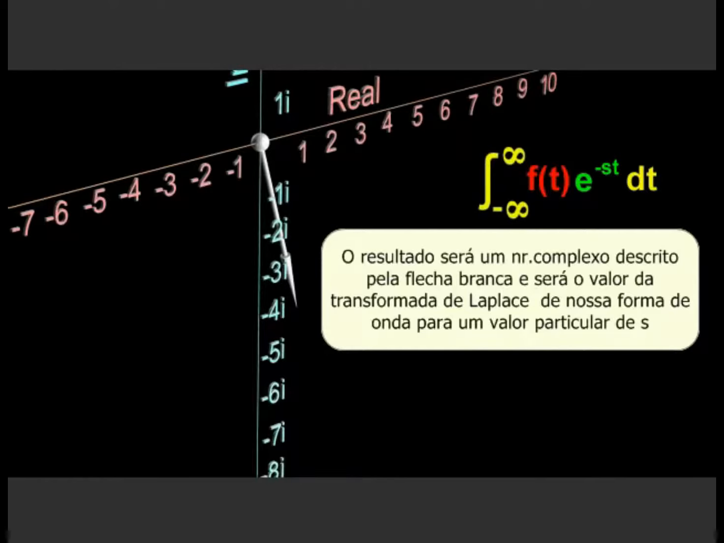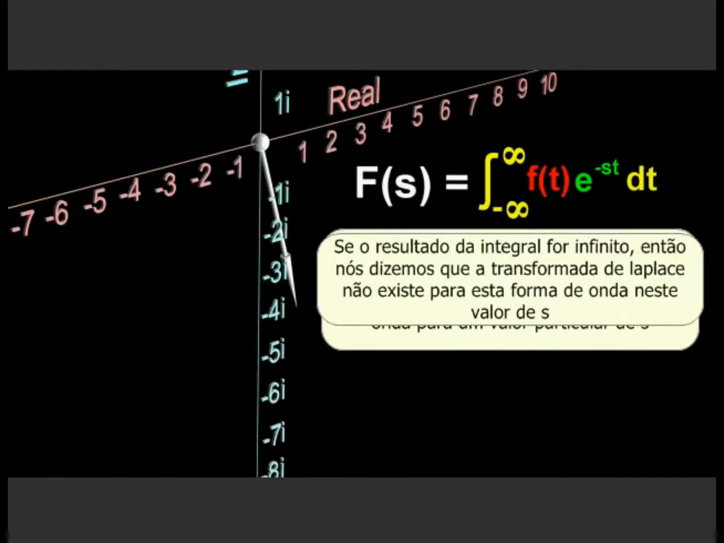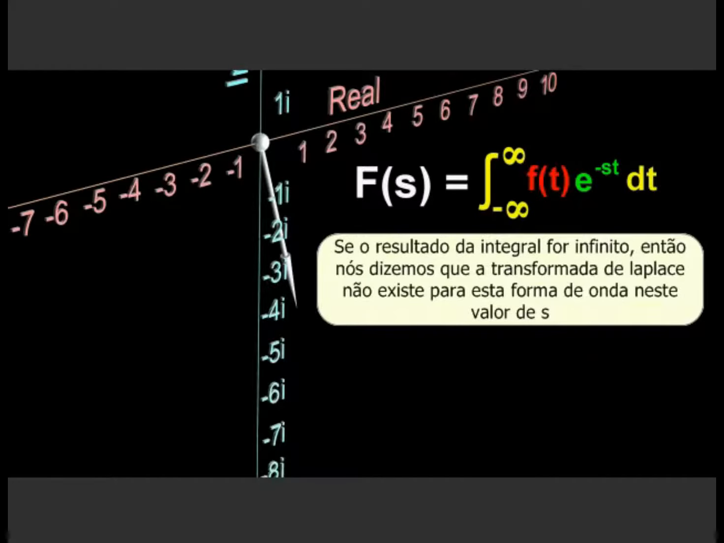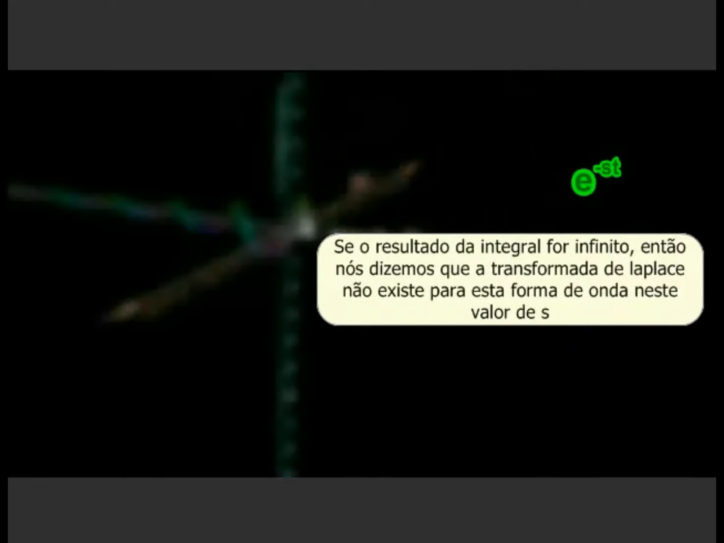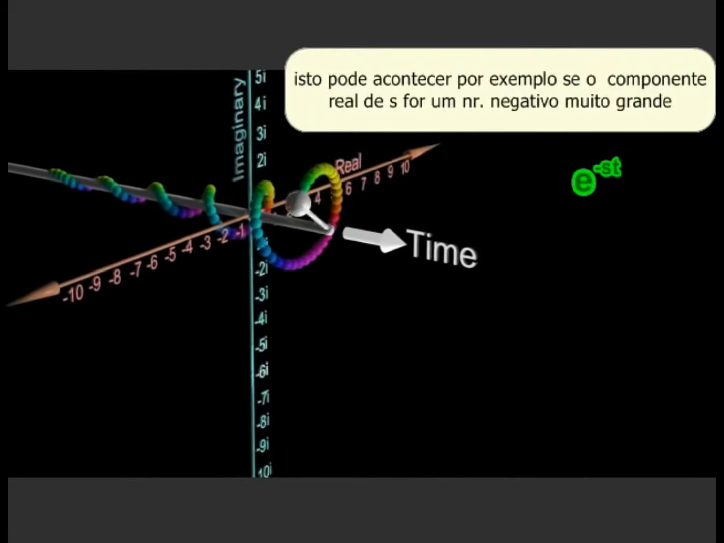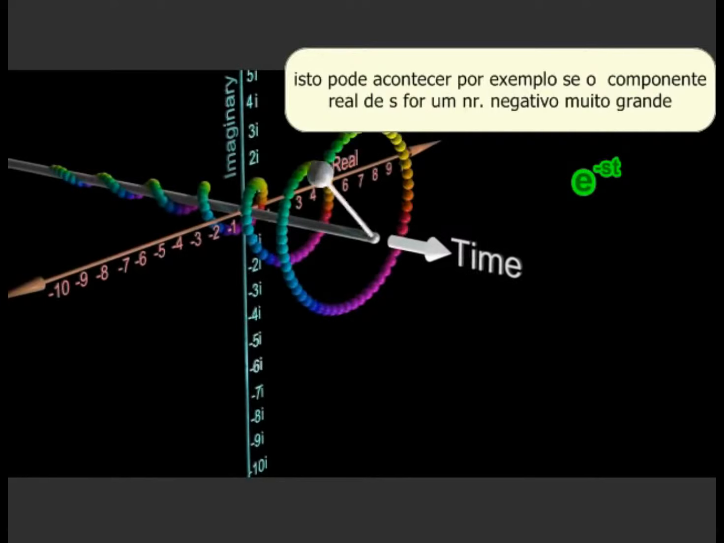The result is a complex number described by the white arrow, and this is the value of the Laplace transform of our waveform for this particular value of s. If the result of this integral is infinite, then we say that the Laplace transform does not exist for this waveform at this value of s. This may happen, for example, if the real component of s is a large negative number.